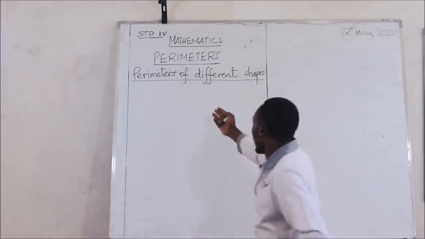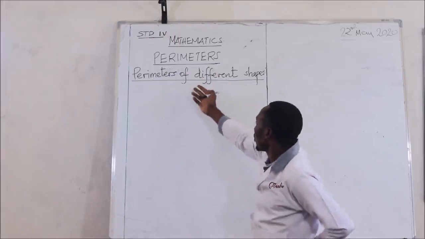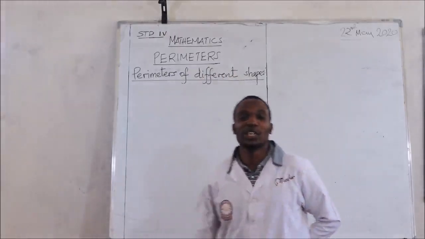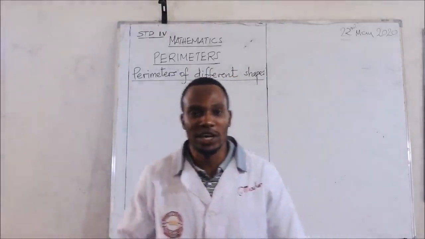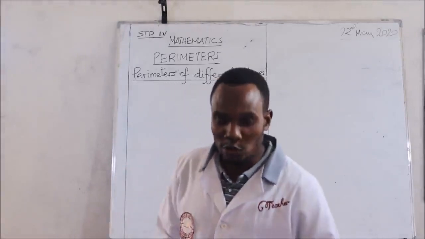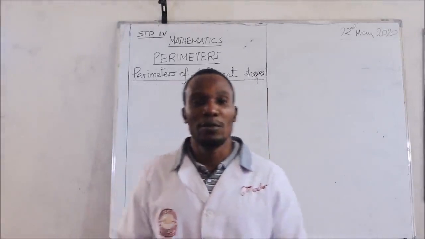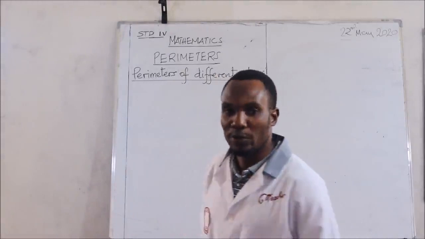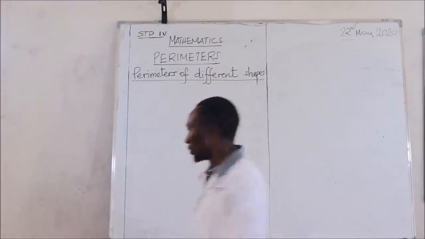We are going to learn about perimeters. We are going to look at perimeters of different shapes. We are going to start with the perimeter of a pentagon.